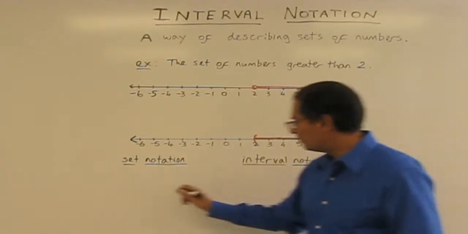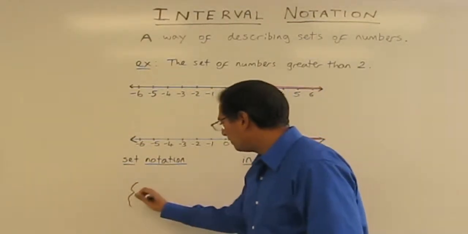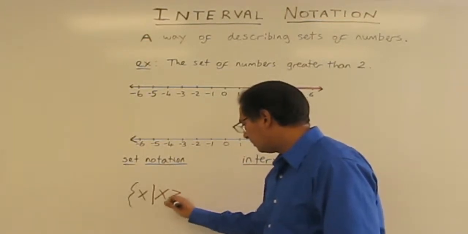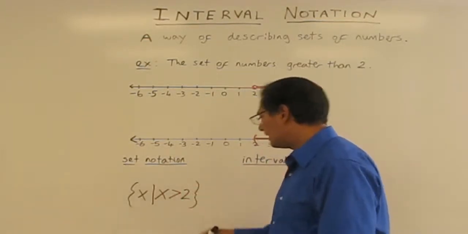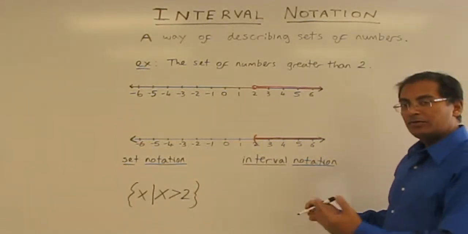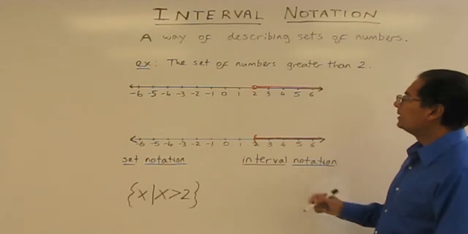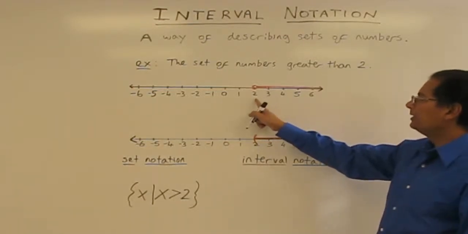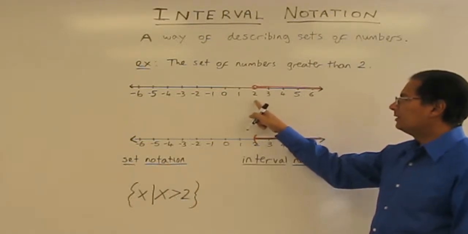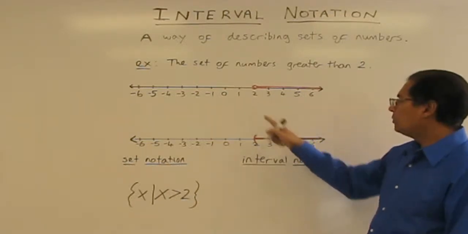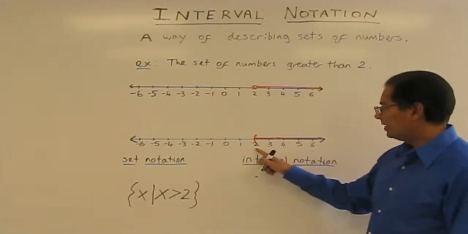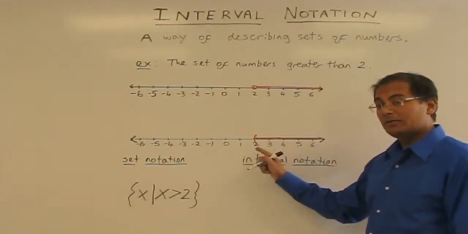In set notation, we put a brace here, we put the set of x's such that x is greater than 2. So that's the set notation way of describing all the numbers greater than 2. And graphically, what we're looking at is all the numbers greater than 2. We could use a circle to represent that we are not including 2, or we can use an open parenthesis, which opens to the right, which means you're starting at 2 but you're not including 2 and you're going to the right.